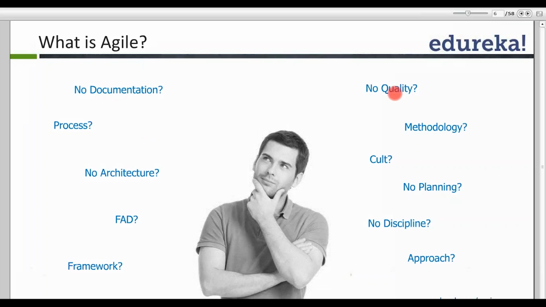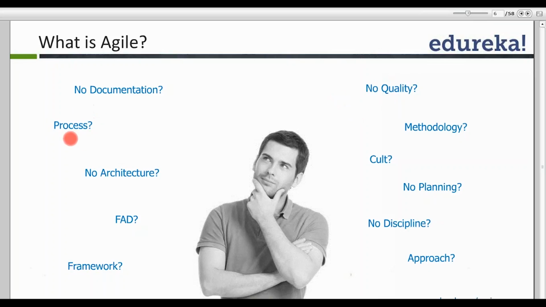Another myth is that an Agile project means zero quality or no quality, which is also not correct. Agile says that quality is something which is baked into your process. So quality is not something to be tested separately, but it is ingrained in my project. That is what quality being baked in means.